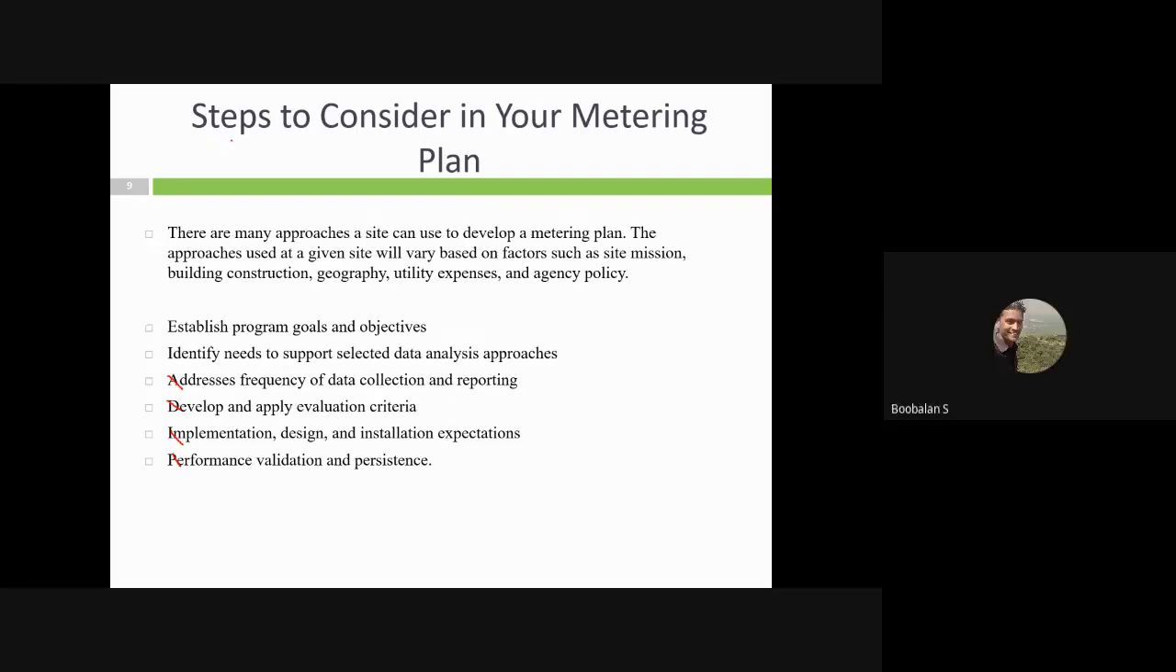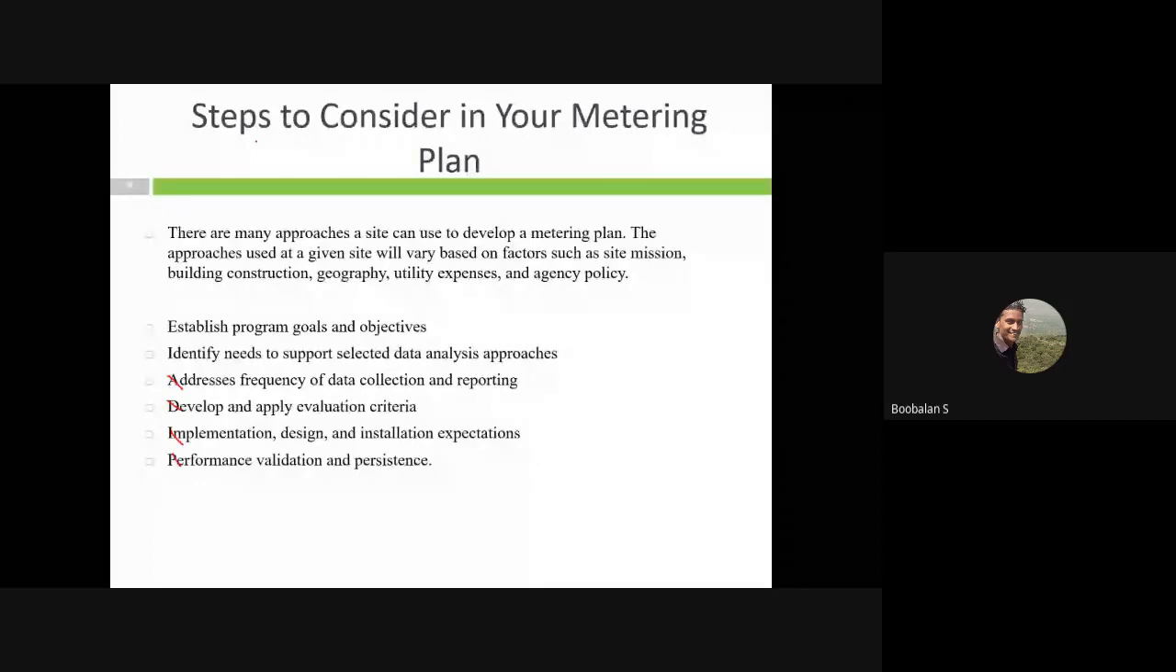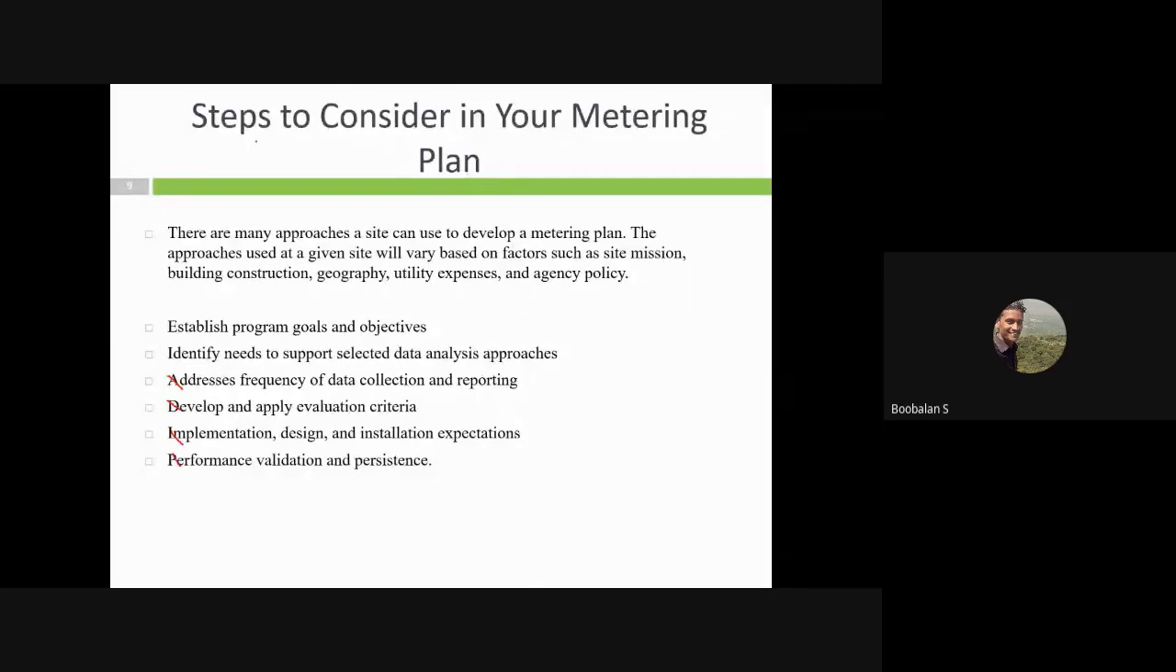So these are the 6 steps. We are going to move a little fast, because we are lagging, about half a day. These are the 6 steps: metering planning, establishing the program, which we have discussed, identifying and data collection, development criteria, implementation, and performance validation. These are the 6 major steps. We have already started, and I'm still moving a little fast.